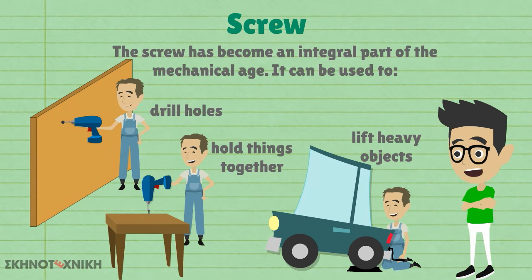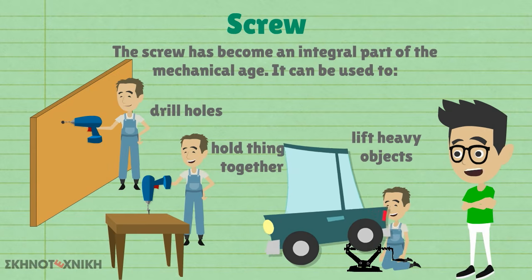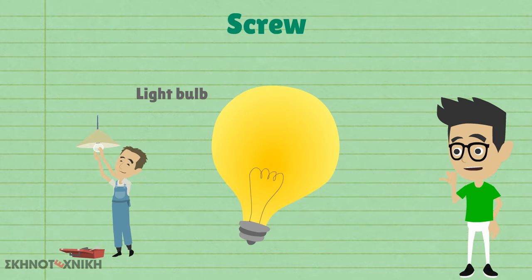The screw has become an integral part of the mechanical age. It can be used to drill holes, hold things together and lift heavy objects. Did you know that a light bulb is an example of a screw?